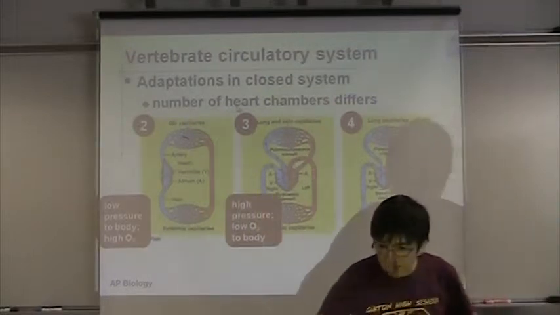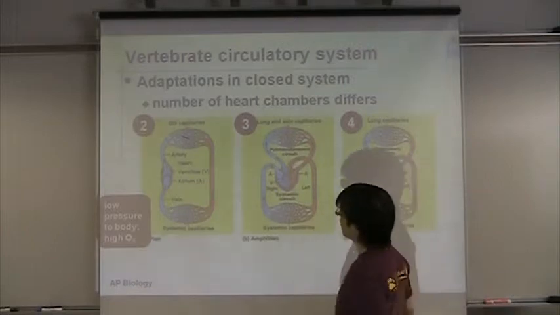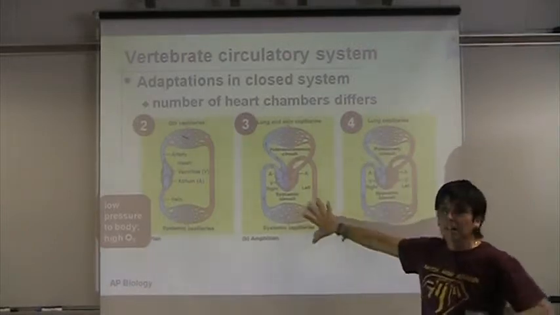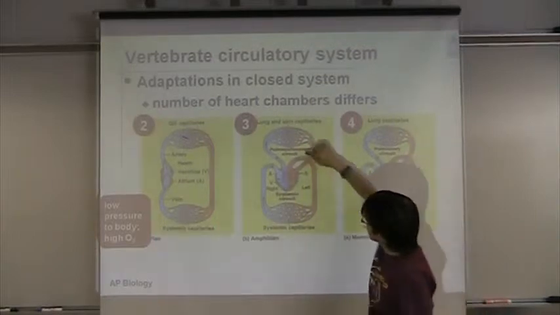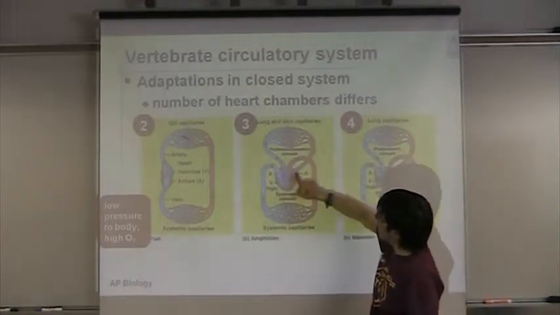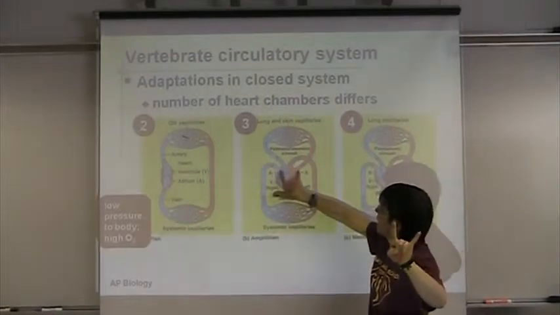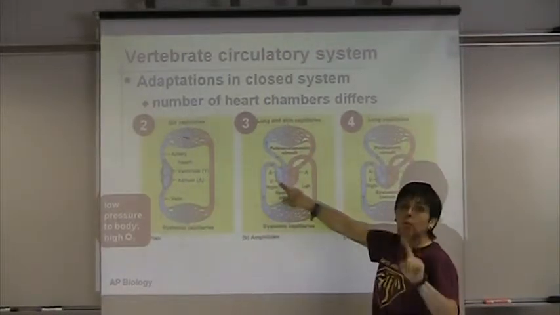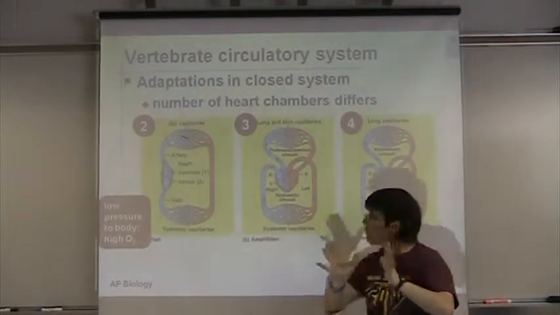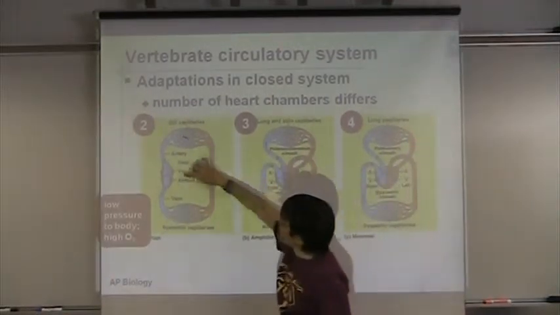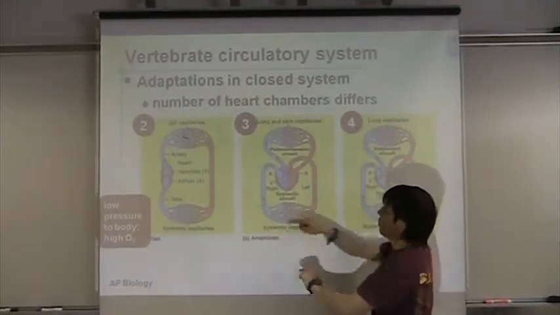Now, the next improvement on the delivery system is what we find in the amphibians. Again, through natural selection, what you can see here, amphibians, they have two atria instead of one atrium. But now we have one ventricle still, one ventricle. But there is a beauty here. Instead of just having one way out of the ventricle, there are two ways out.